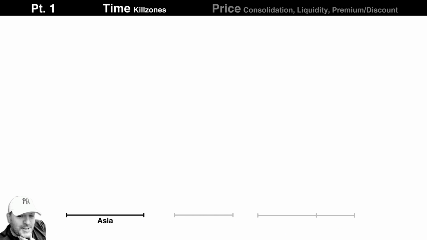So time, kill zones, what are they? You see, ICT forms specific time windows and called them kill zones. First, you have the Asian kill zone, which is from 8 p.m. to 12 a.m. Then you have the London kill zone, which is from 2 a.m. to 5 a.m. And after that, you have the New York kill zone, which is from 7 a.m. to 10 a.m. And finally, you have the London close kill zone, which is from 10 a.m. to 12 p.m., so right after New York.